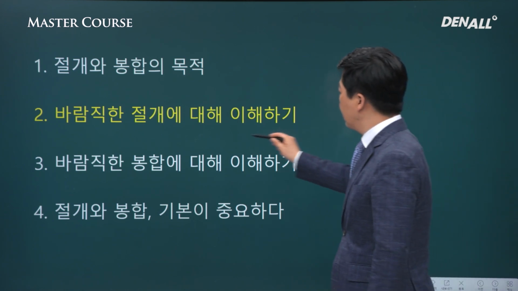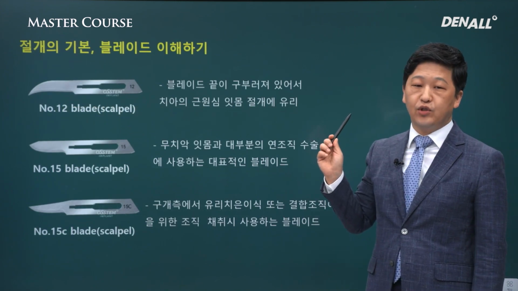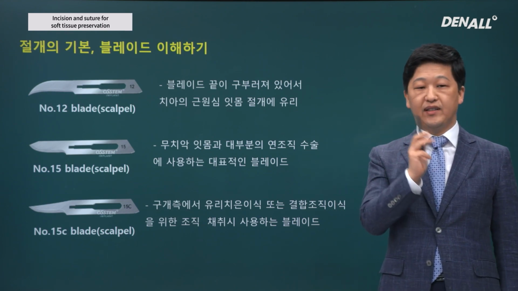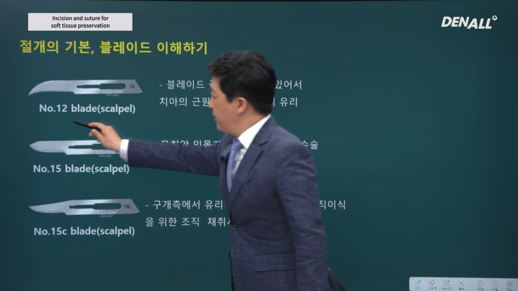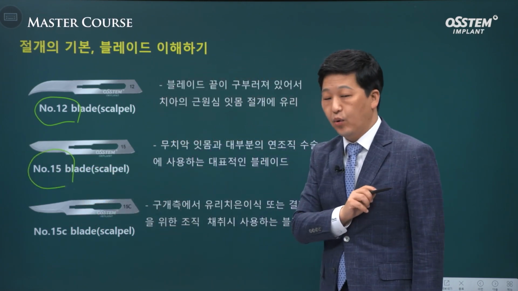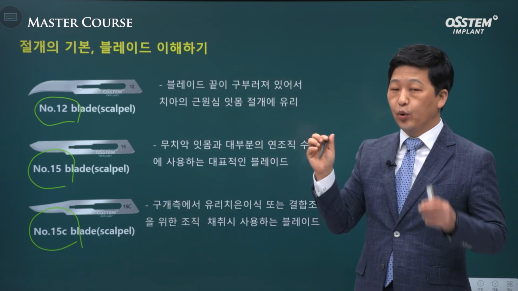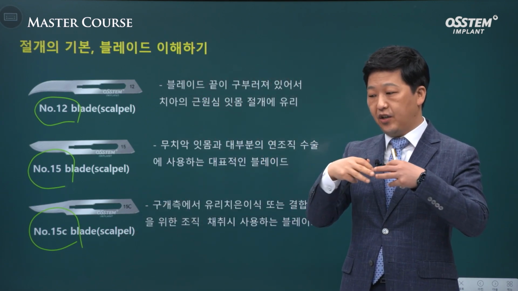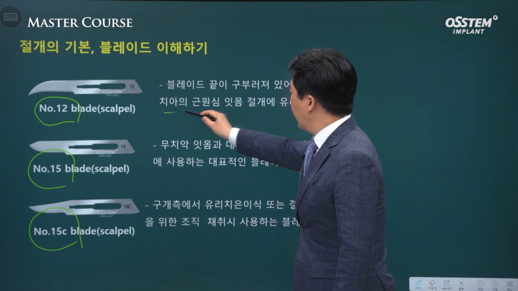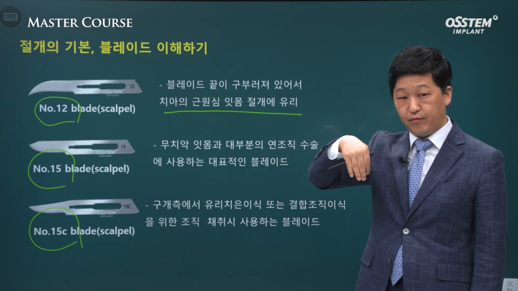Then, what is ideal incision? Let's talk on this topic. First, we need to understand the different blades that are used. In general, 3 different blades are used. The first is number 12 blade, second, number 15 blade, and last is 15C blade. Number 12 blade is used frequently in periodontal surgeries when the patient has natural teeth. Because it's shaped like a sickle, it is favorable in making mesiodistal incision in the gingiva.